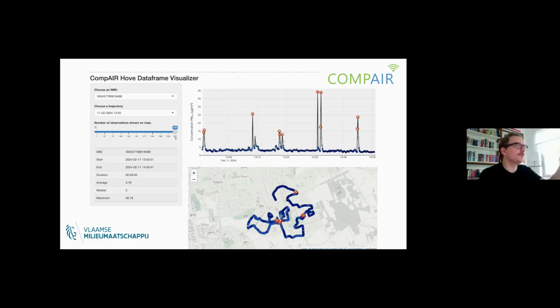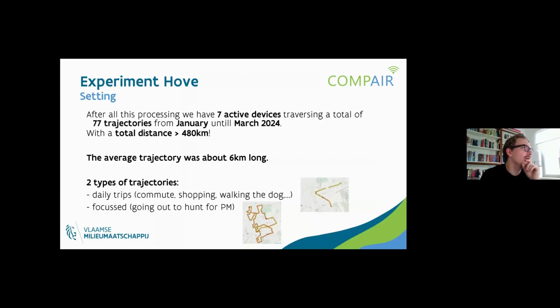We use this kind of data frame visualizer to validate the data and see if there are any bogus trajectories that we had to get rid of. After all this processing, we had 7 active devices, traversing a total of 77 trajectories from January until March 2024. The total distance traveled was 480 kilometers, so that's quite a lot of walking and cycling for our citizen scientists.